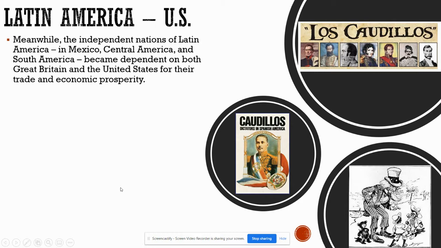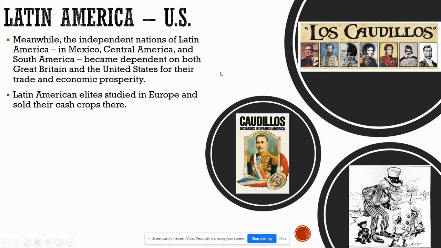So meanwhile, the independent nations of Latin America, in Mexico, Central America, and South America, became dependent on both Great Britain and the United States for their trade and economic prosperity. So really, we got raw materials very cheaply from Latin America. We turned them into finished products and then sold them back to Latin Americans. Latin American elites studied in Europe and sold their cash crops there.